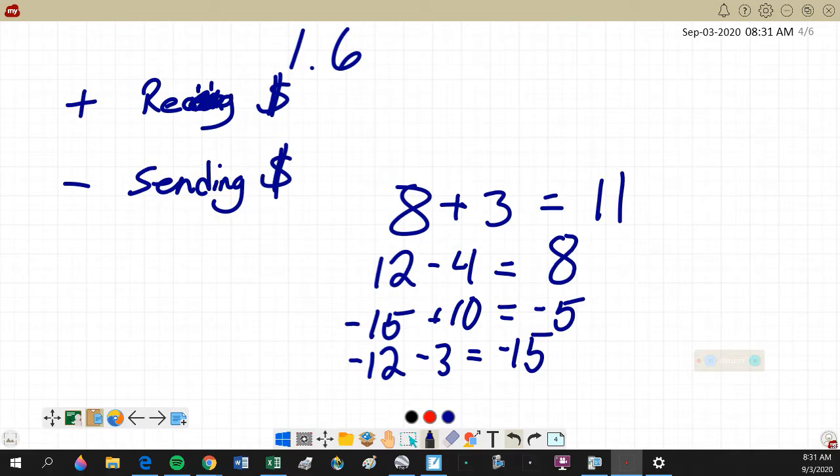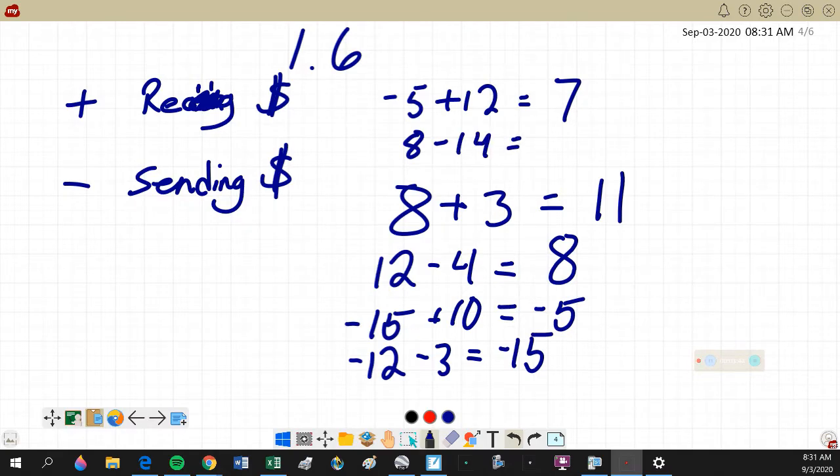Okay? What if you are $5 in the hole and I send you $12? Now you're $7 ahead. Okay? All right. What if you have $8 and you send me $14? Now you're $6 in the hole. So is everybody okay with all of that?